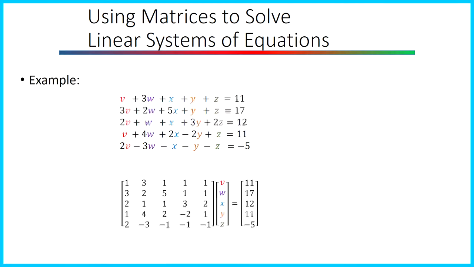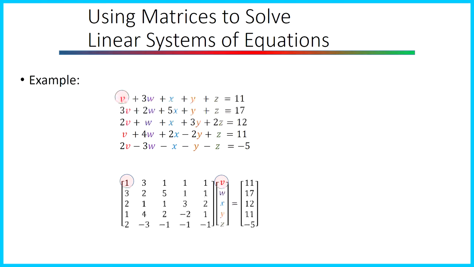Remembering what we learned from the last section, we can see that we could write the same system of equations as a single matrix equation. Our system of equations has the coefficients of each of the variables arranged in a matrix, and then that matrix is multiplied by a column vector that contains each of our variables. The product of these two matrices is set equal to a column vector of the values that each of the five equations are equal to.